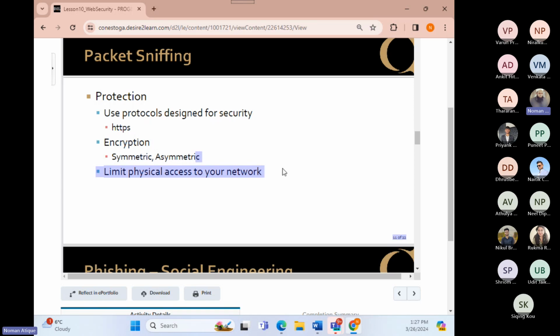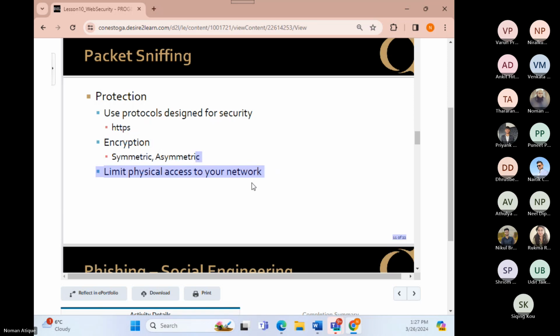There are some one-way password-like encryption algorithms, where you can just go from one way to the other. Like you can encrypt that, but you cannot decrypt them. That is something which is a point of discussion for a lot of things. Anyhow, limit physical access to your network.